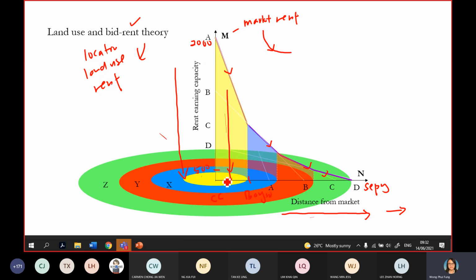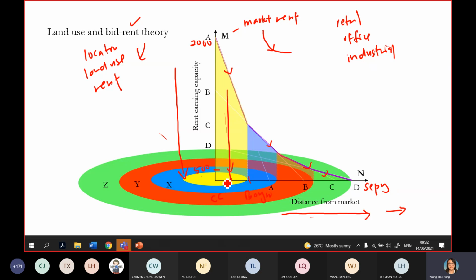Retail, office, or industrial? What do you think? For yellow color, this zone is normally for what business? Retail, office, or industrial? What do you think, students? Banking. All right, correct also.